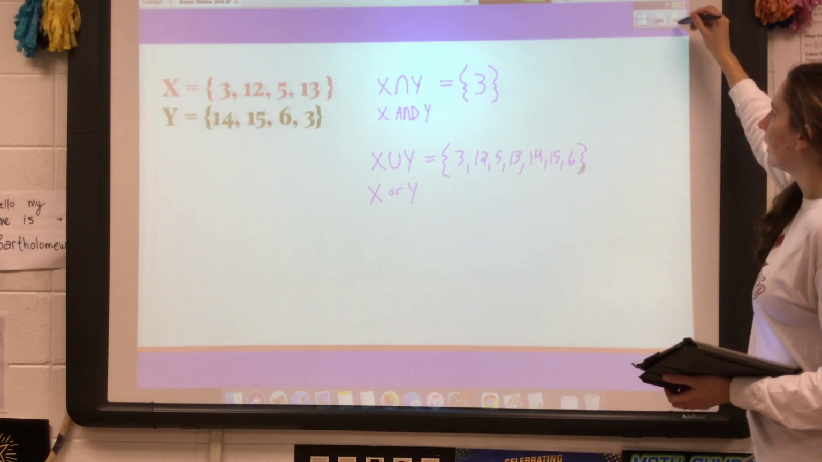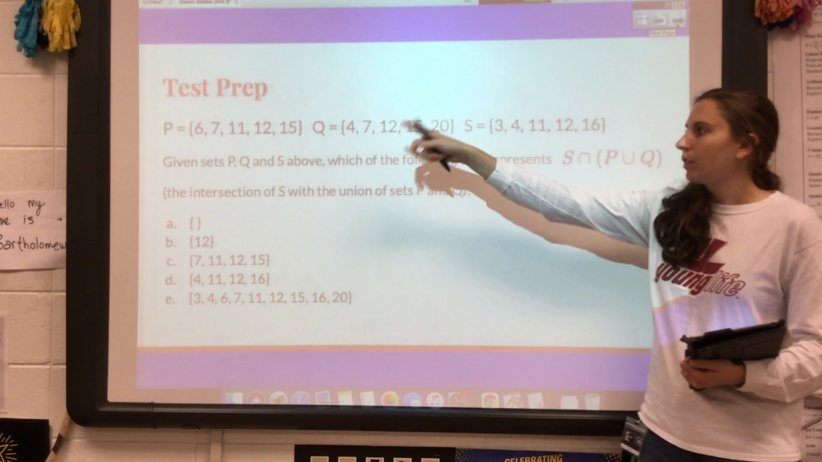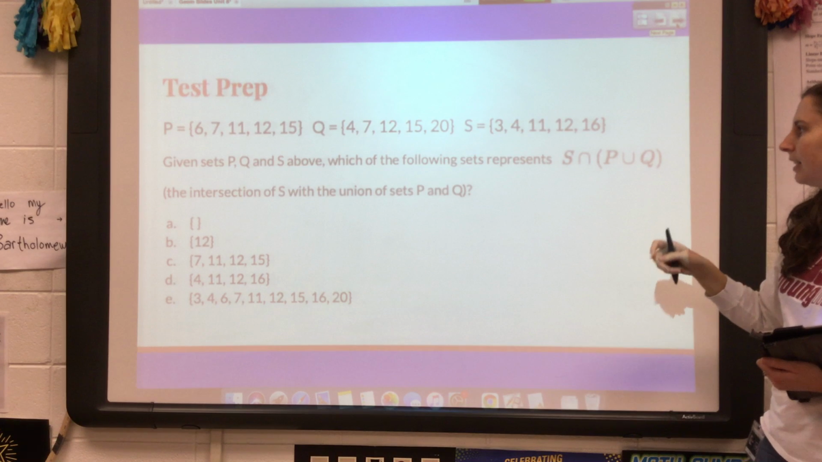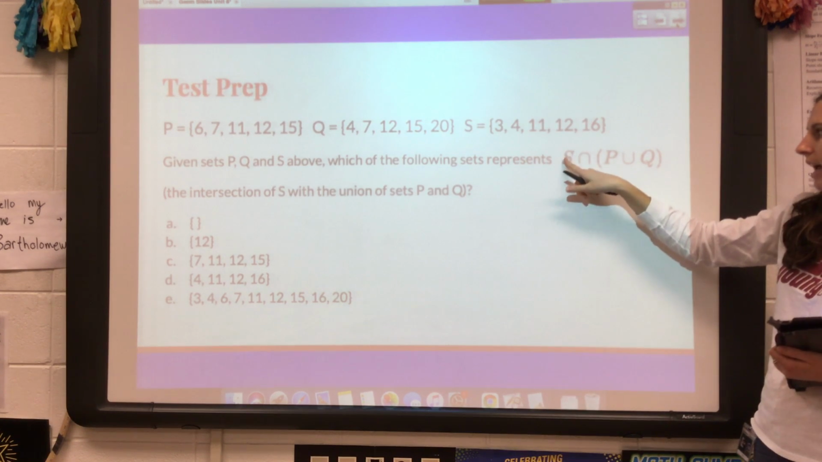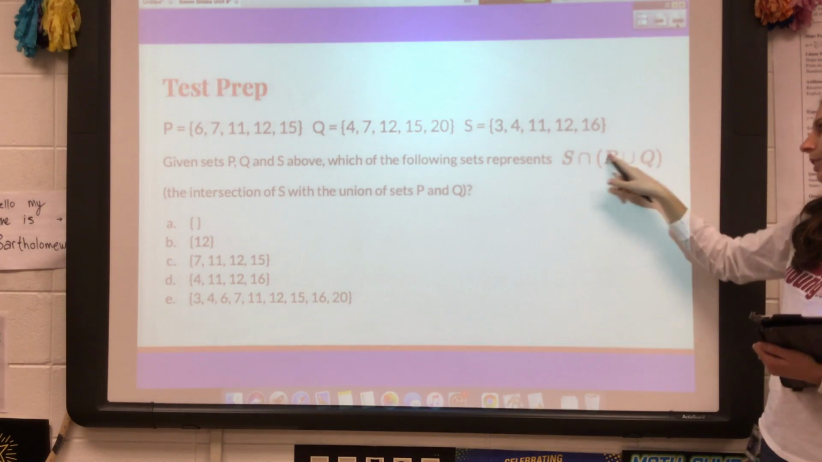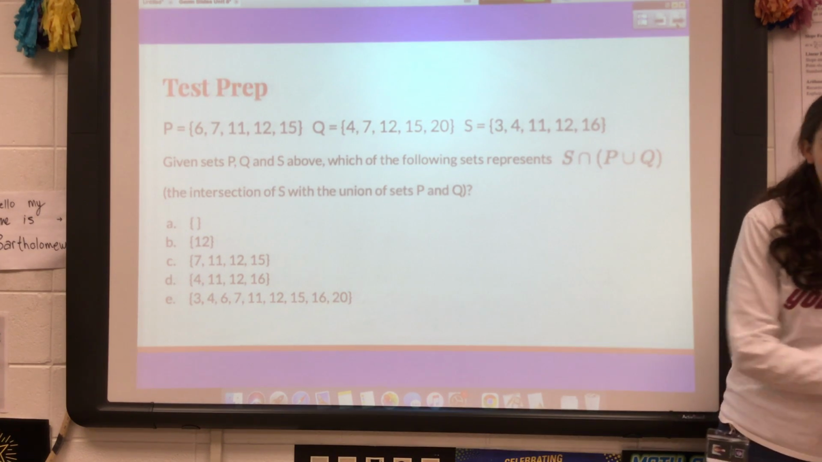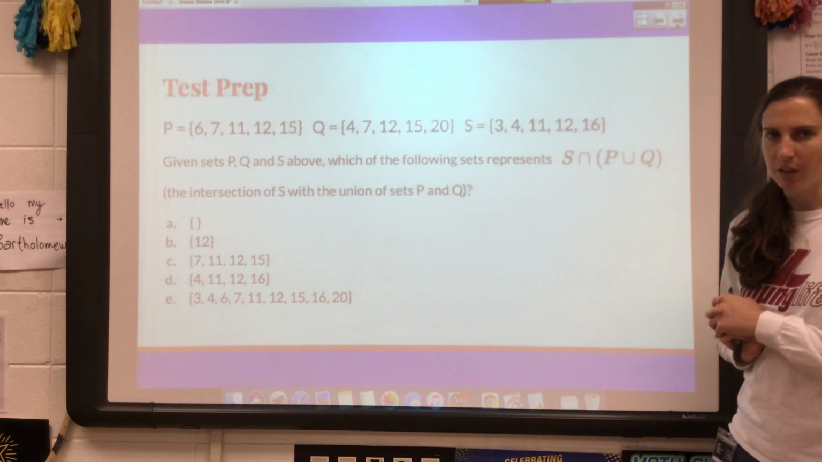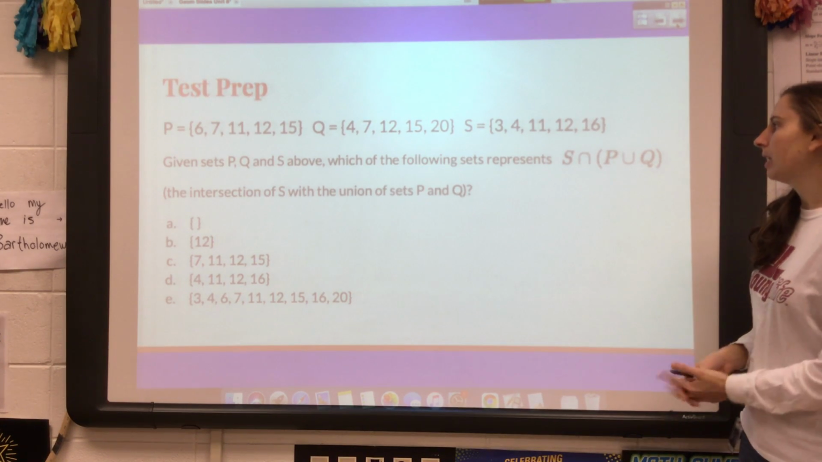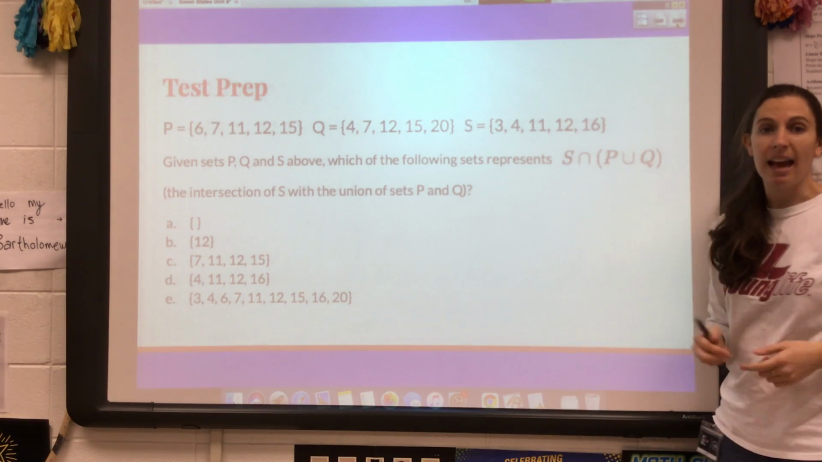Okay, this can get a little crazy. So here's an example of 3 sets, and I want to find the intersection of S and the set which is the union of P and Q. So maybe pause the video and try this one, and then you can watch me go over it. Keep in mind, order of operations applies. So I'm going to do parentheses first and then combine it with S.